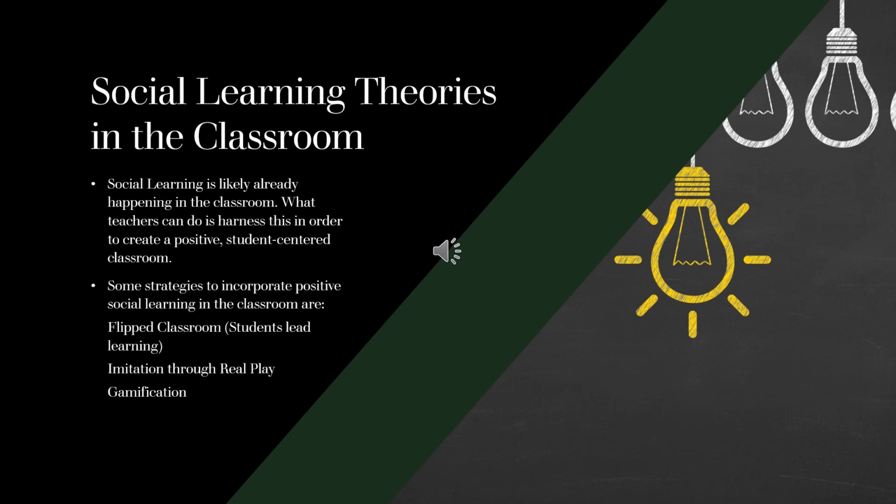Social learning in the classroom can also be very important and helpful. It is likely already happening in your classroom or in any classroom, because students are always looking at each other to see what others are doing, and they do imitate. I've seen it firsthand in my own classroom, even with bad behaviors sometimes. If it's someone they want to be friends with, they'll imitate these bad behaviors. So what we can do as teachers is harness this in order to create a positive and student-centered classroom.